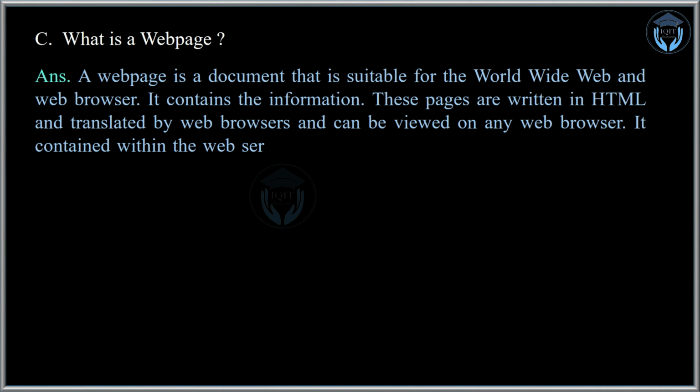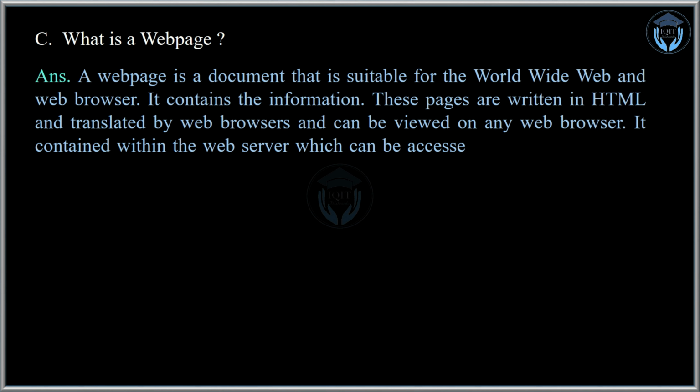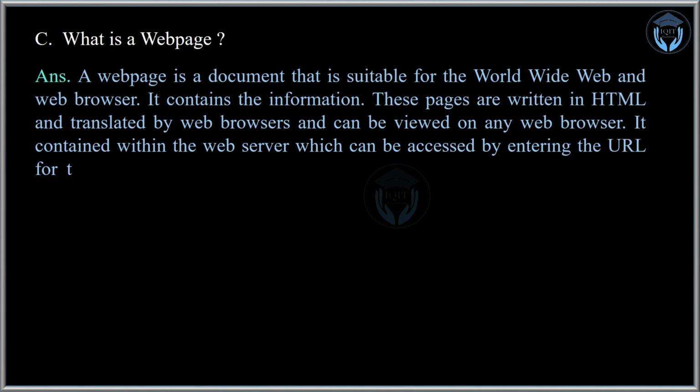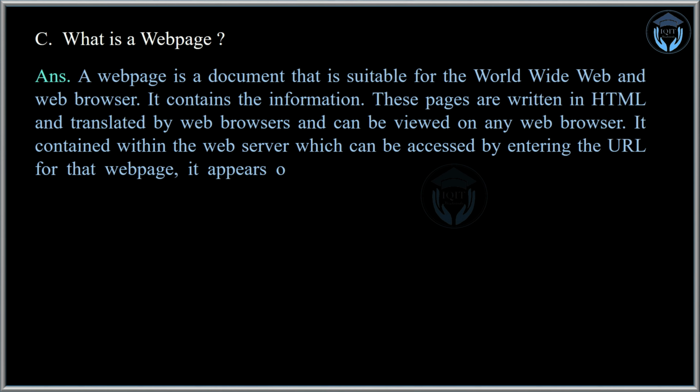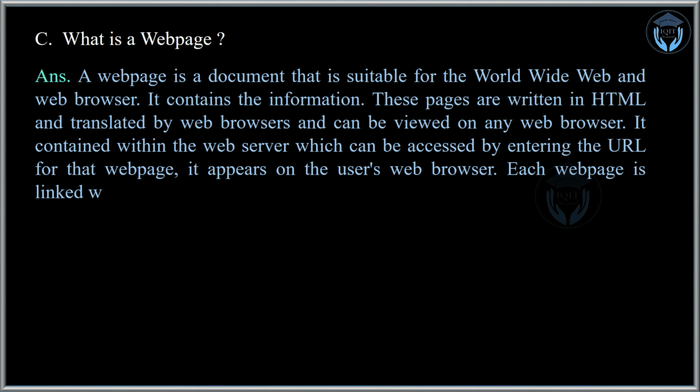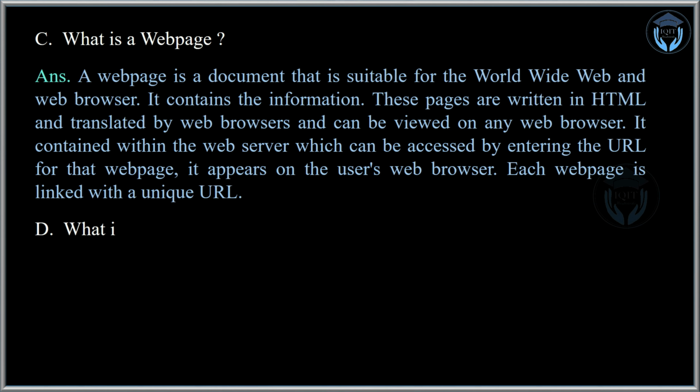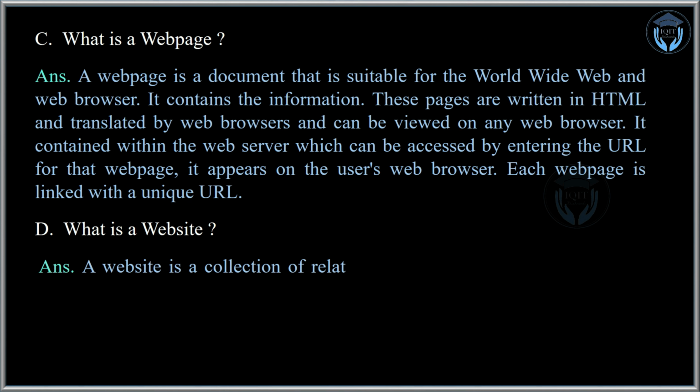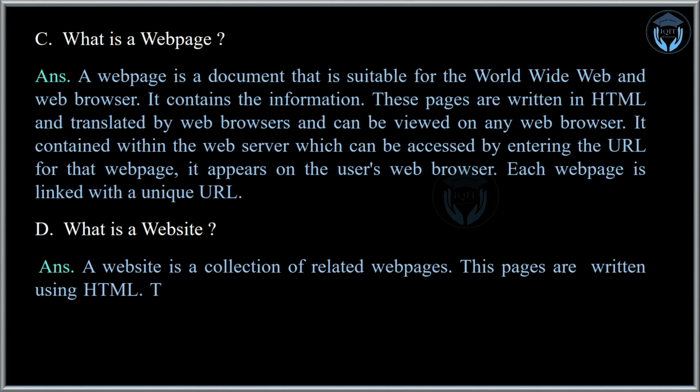It is contained within the web server, which can be accessed by entering the URL for that web page. It appears on the user's web browser. Each web page is linked with a unique URL. D. What is a website? Answer, a website is a collection of related web pages. These pages are written using HTML.